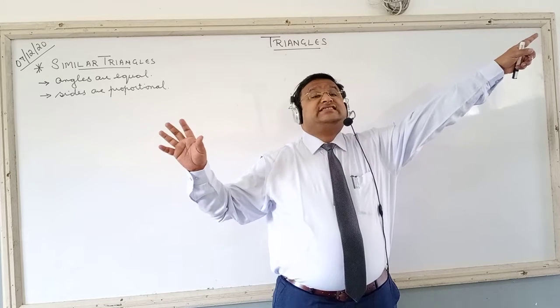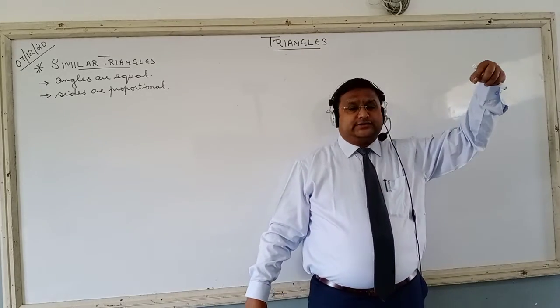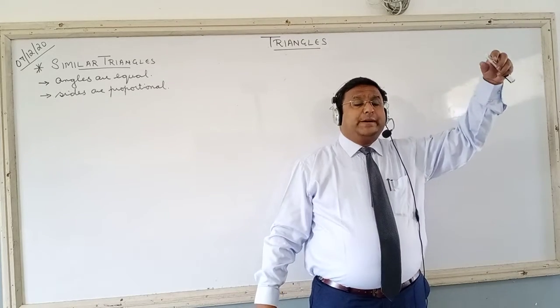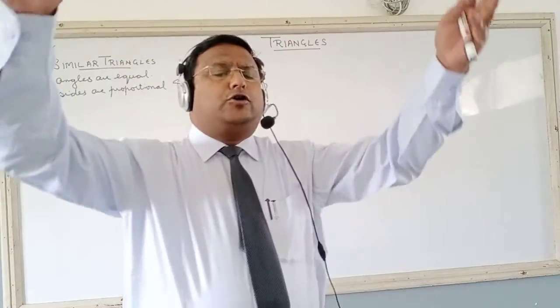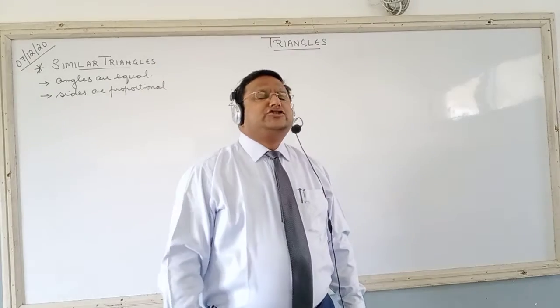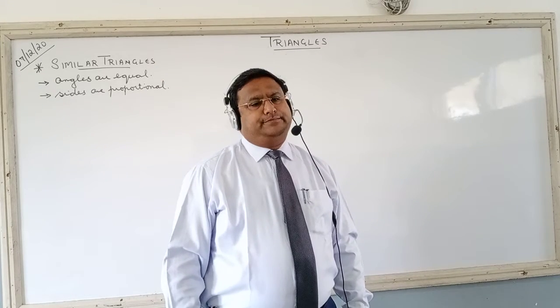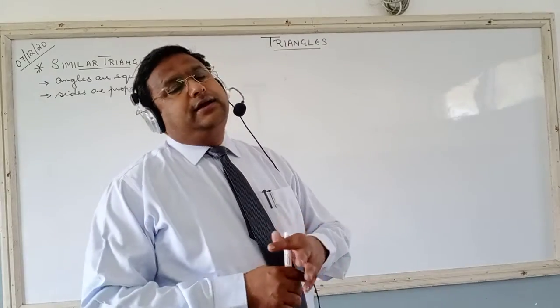They are similar. The original Taj Mahal has 4 corners, 4 pillars on the sides. The replica also has 4 pillars. There is a dome on the top. The replica also has a dome on the top, but the size is different. The shape remains the same. Right? So that is similarity in triangles.